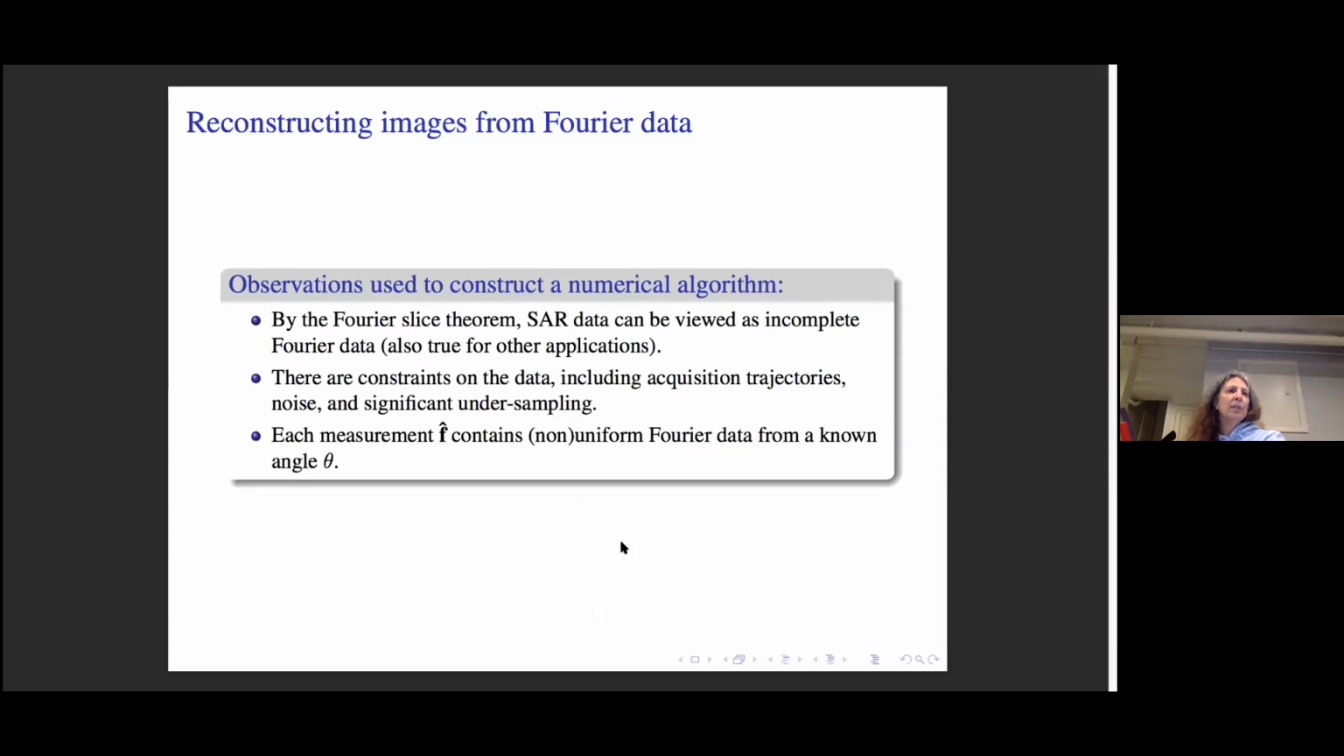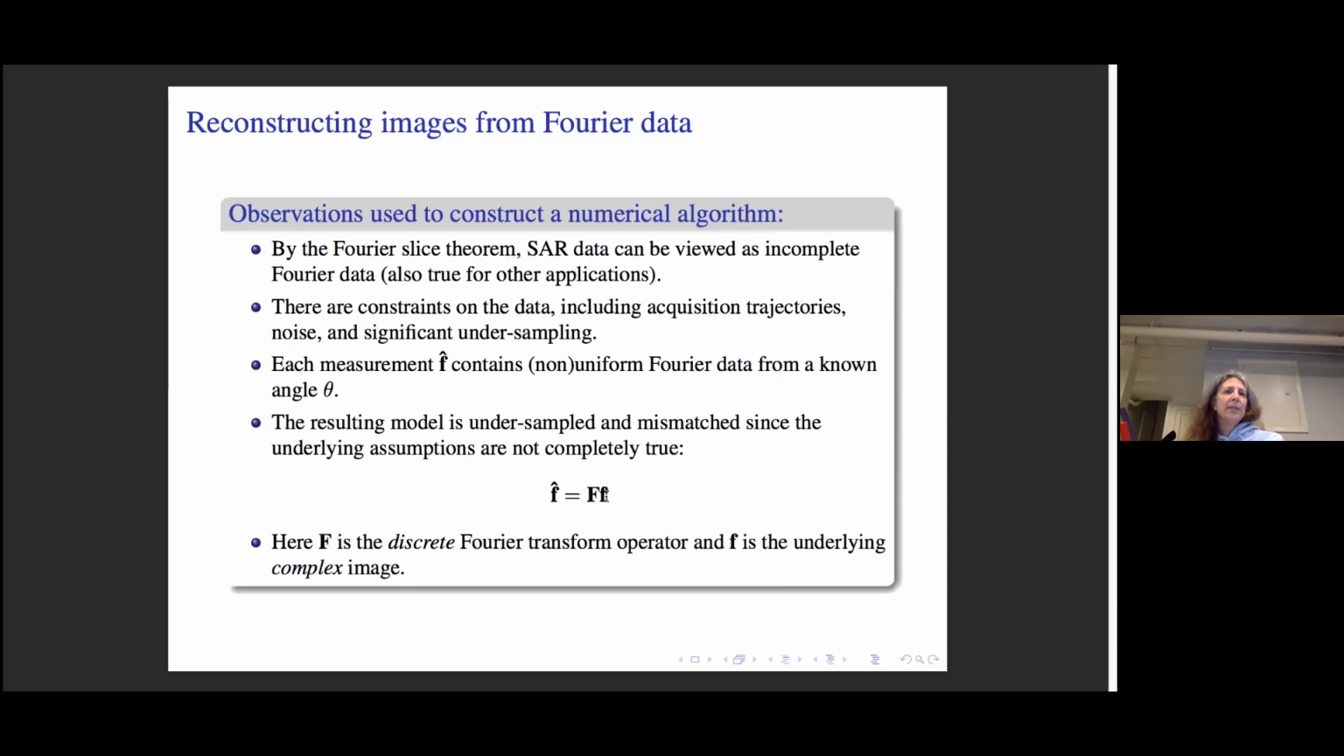So each measurement, which we'll just call f hat for the Fourier data, comes from some known angle theta, and then you end up with this very nice model that we understand quite well, which is that this is an inverse problem. We're given this f hat. We model it by this discrete Fourier transform operator, and we want to recover this underlying image f, which we just write in vector form here. You can imagine just concatenating all the image pixel values to make it a vector.